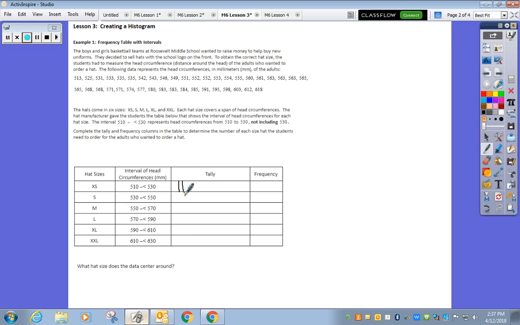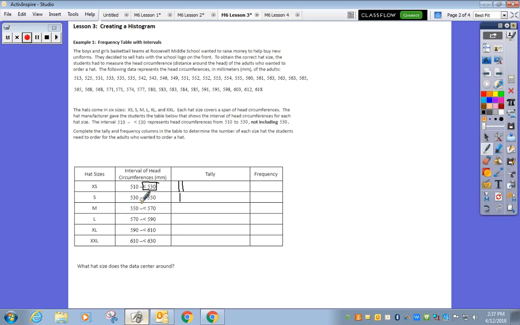531 is the next one on the list. 531 would not fall in this category because it's not less than 530. So that actually comes to the next one, and I would put a tally there. Now, if 530 was on this list, I would not put it in this first one because remember, it has to be less than 530. So 530 would fit in the next interval. So you have to be really careful there. Even though the 530 is listed here, this is saying less than 530, and the actual number 530 would go in the next interval.